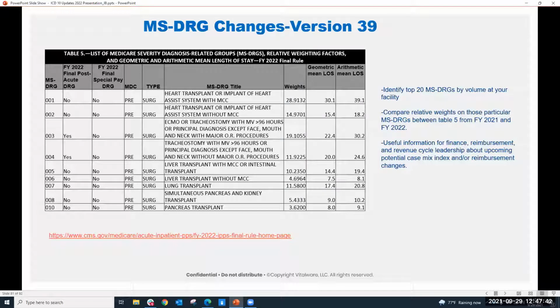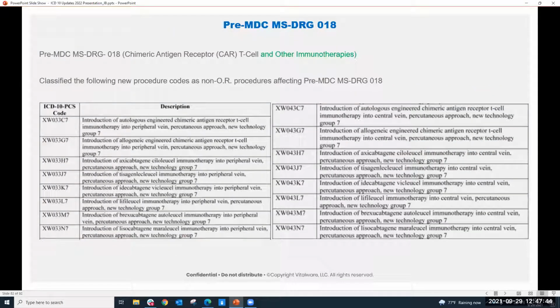Okay, so next we're going to talk about pre-MDC MS-DRG 018. This is for the CAR T-cell therapy, and they added to this to include other immunotherapies. And then these codes listed below, they classified the following new procedure codes as non-OR procedures affecting this DRG.